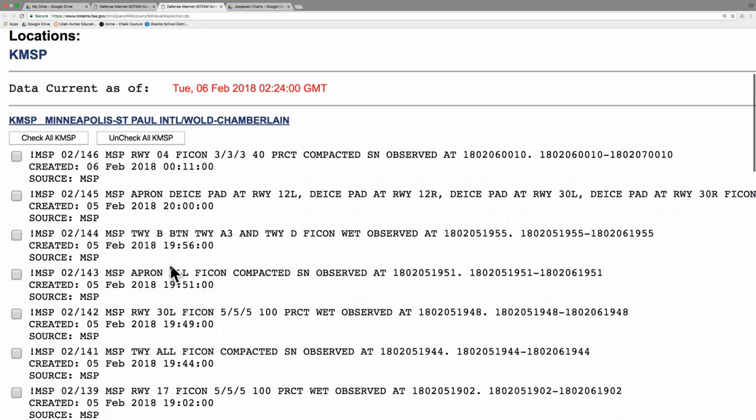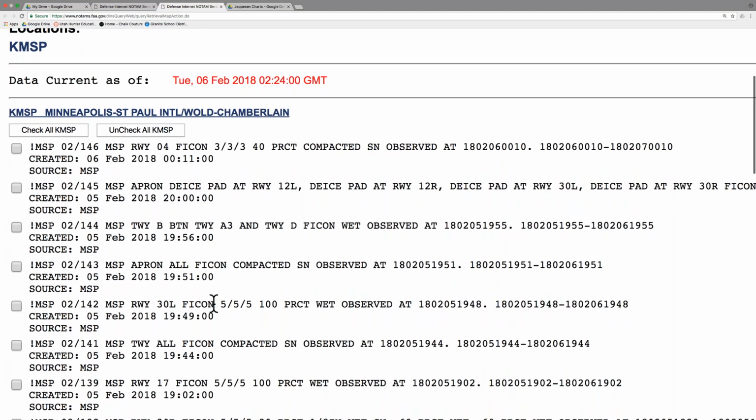So Minneapolis. These FICONs. So runway, right? So we're going to pay attention to this one. FICON stands for field condition. This is more or less our braking action.